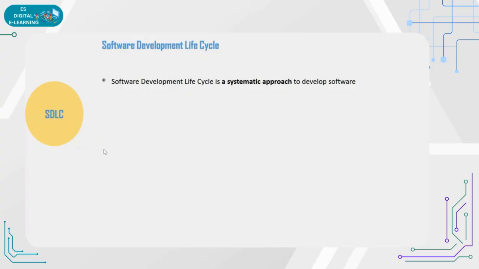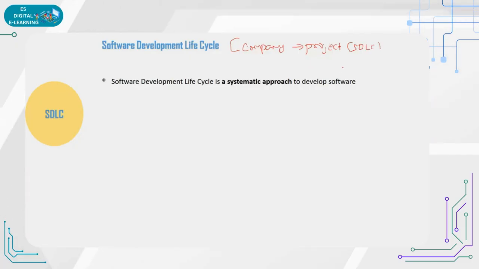In the software development cycle, if I say this is the company or organization, they will work on the project. Whenever they work on the project, they will follow the SDLC, meaning they need to develop the software. How they are designing the software and how they are doing the testing.